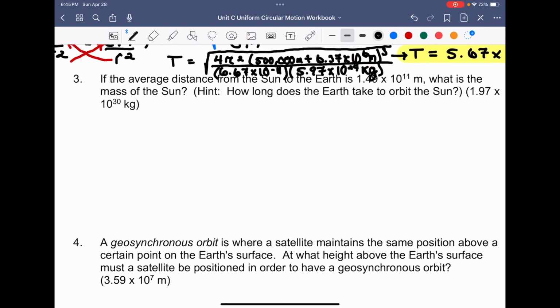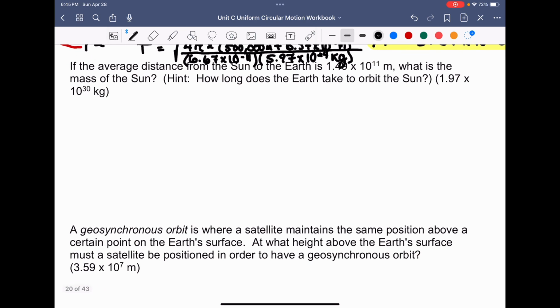Okay, now number 3. The average distance from the sun to the earth is 1.49 times 10 to the 11 meters. What is the mass of the sun? And then first of all they ask us this hint here, and they say, how long does the earth take to orbit the sun once?